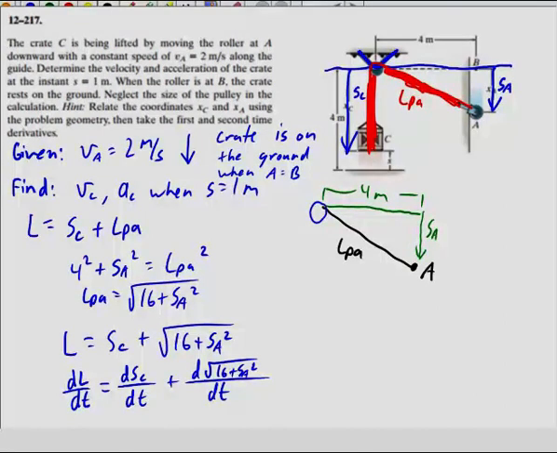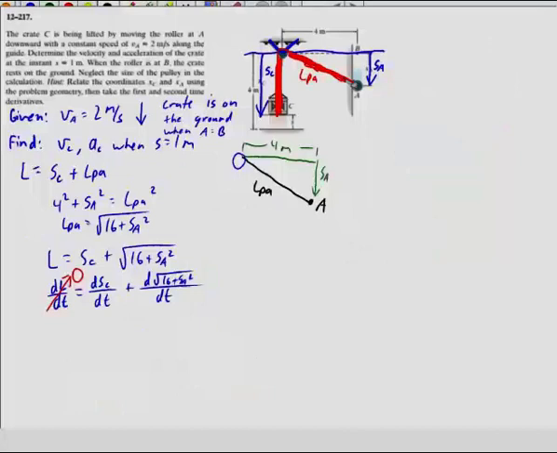Okay, the first term here, the derivative of the length of the rope with respect to time, well, that would be the rate of change of the rope with respect to time. And we know this is an inextensible rope, so that is 0. The second one, dsc dt, that's the rate of change of the position of the crate with respect to time, which we know is just going to be the velocity of the crate. And then the last term there, we're going to have to use the chain rule to find the derivative of. So let's go ahead and use the chain rule.